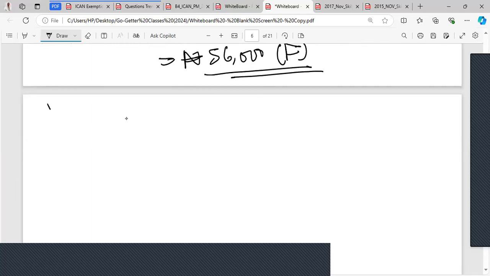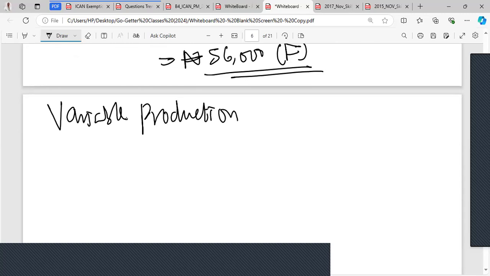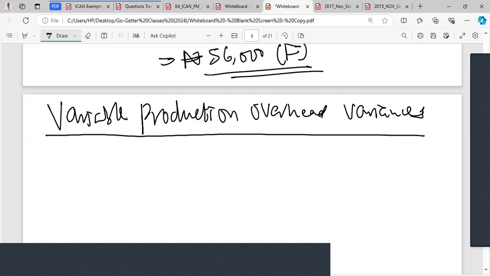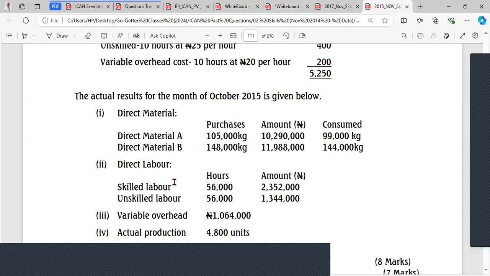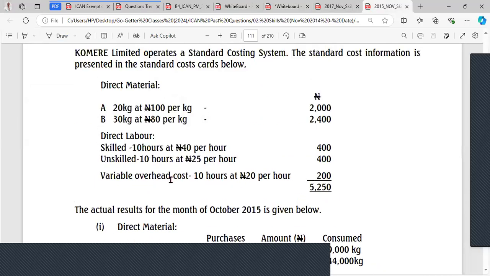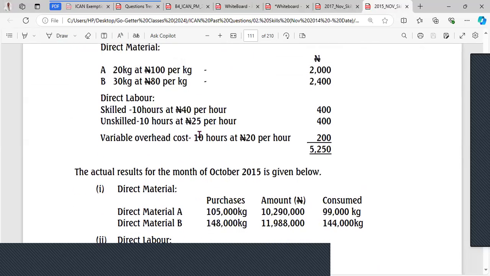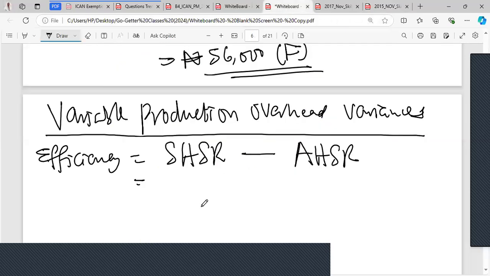We are going to go to variable production overhead variances. So we told you that we have efficiency, which is still the same thing as standard hours, standard rate minus actual hours, standard rate. Okay, so let's see what information we have in variable overhead. Standard hours is 10 hours, just the same with direct labor.